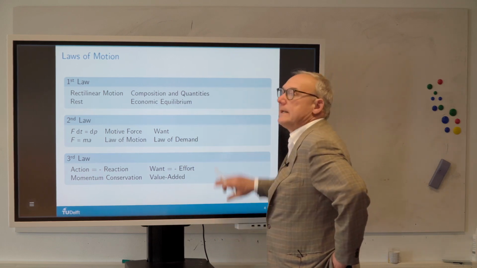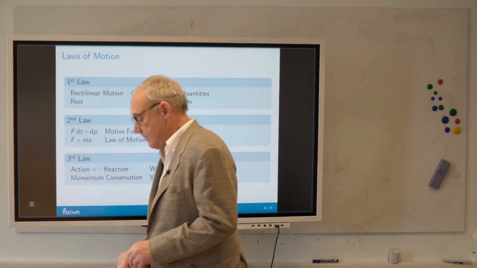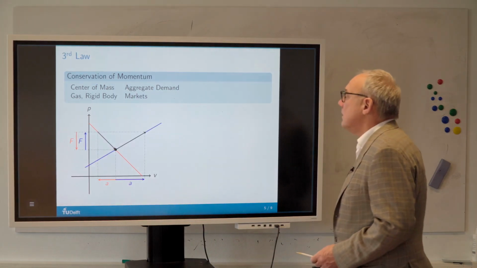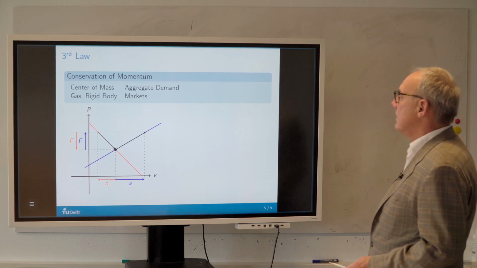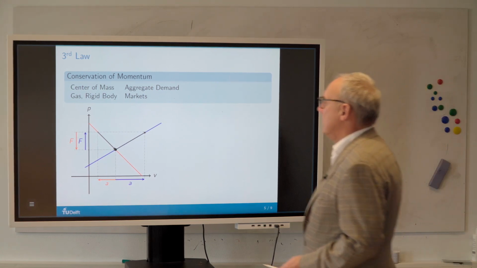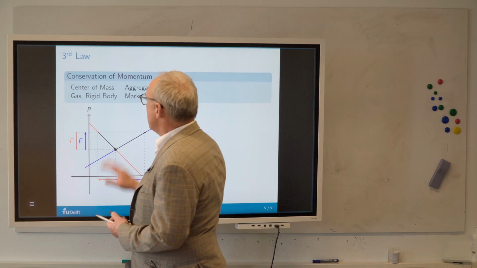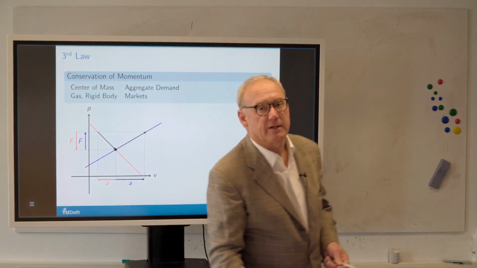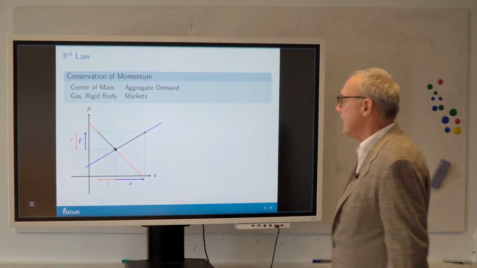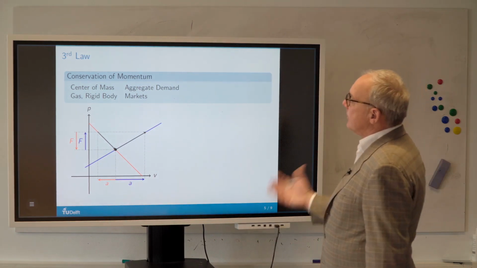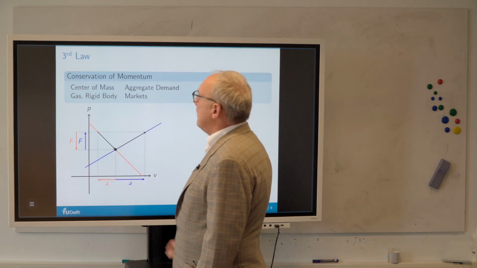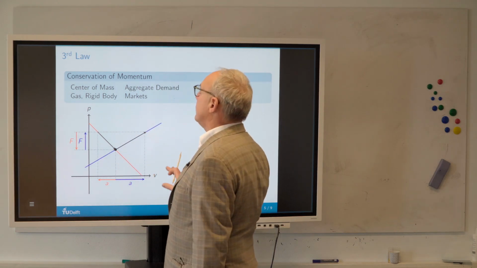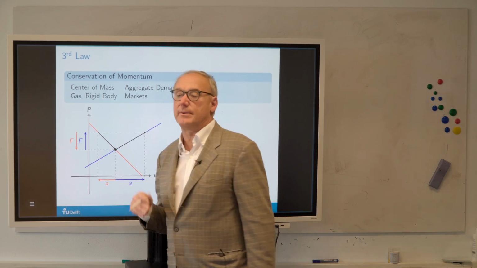I want to spend a little bit more time on the third law. Let me first go to this figure and then talk about these more further details that I get from this conservation of mass. So the third law also tells you why the idea of economic equilibrium in terms of a demand and a supply line will work.